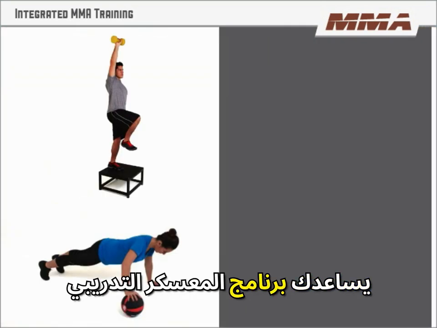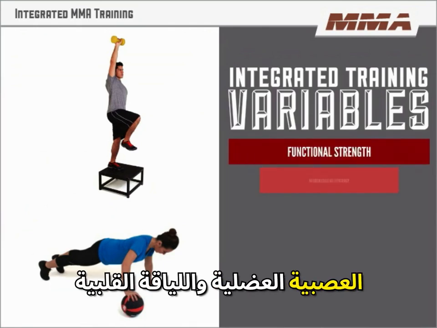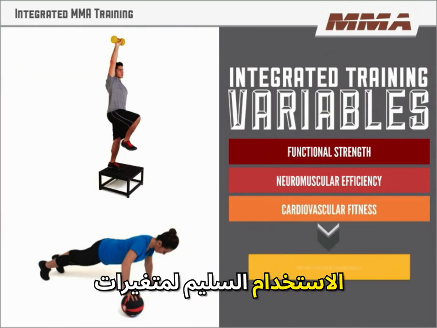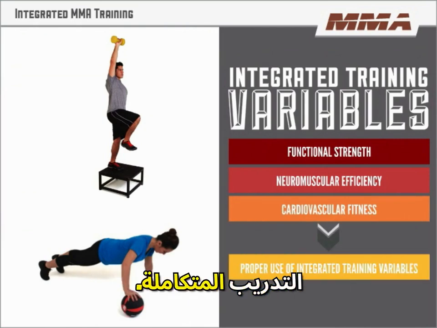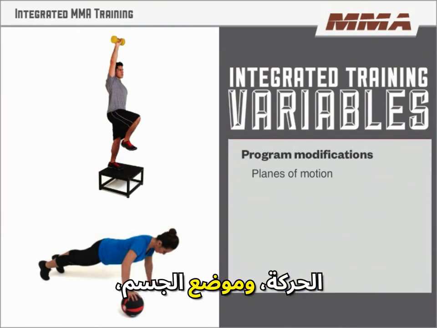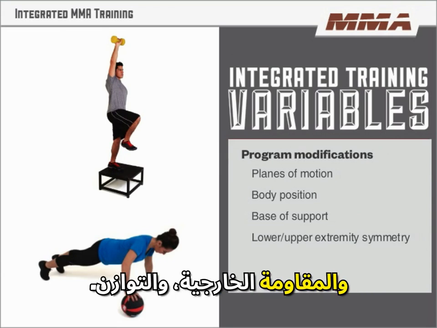As you remember, the training camp program helps you develop the best possible levels of functional strength, neuromuscular efficiency, and cardiovascular fitness through the proper use of integrated training variables. You can also tailor the program for clients by modifying planes of motion, body position, base of support, lower and upper extremity symmetry, external resistance, and balance.